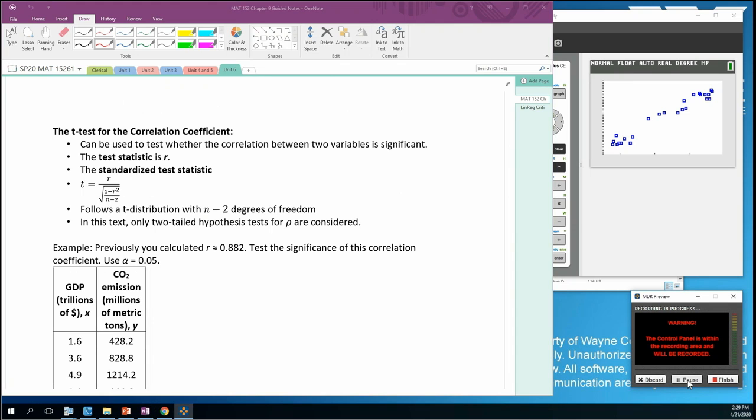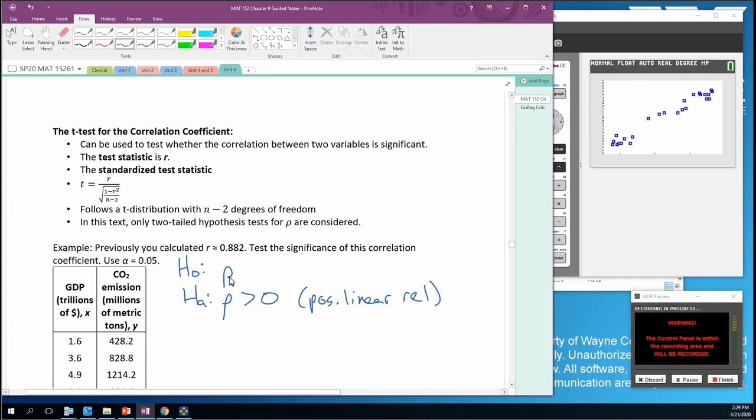So for this one, we're going to do a one-tailed test. So the null and the alternative: the alternative would be that there is a positive linear relationship, and the null we could just say less than or equal to, or just equal to 0 for no linear relationship.